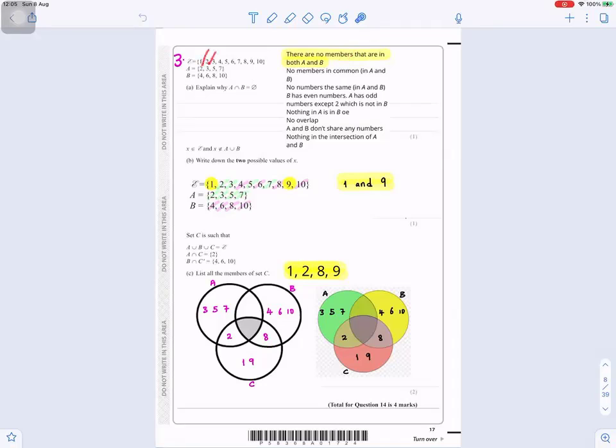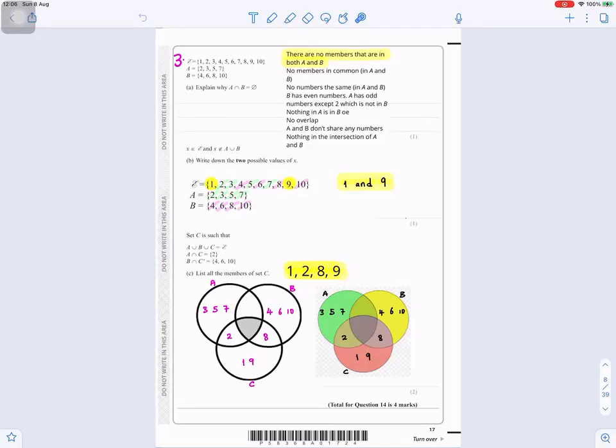A has 2, 3, 5, 7. B has 4, 6, 8, 10. There are no numbers which are found in both A and B. So no members in common in A and B. So that's what you can write there. Or you can say nothing is in A that is in B. No overlap. X is an element of the universal set, and X is not an element of A union B.